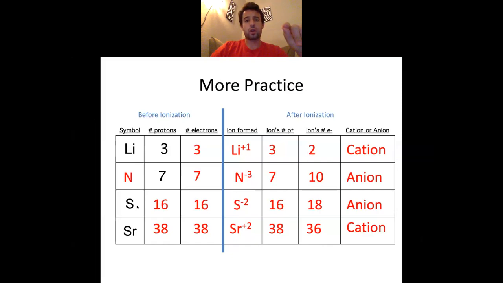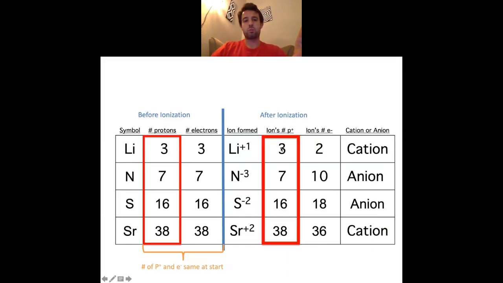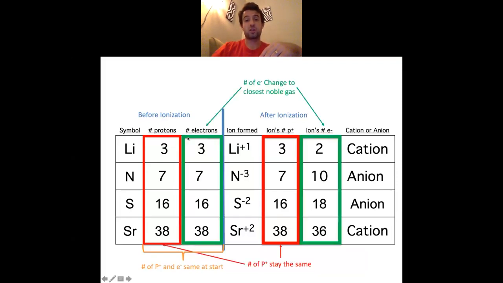Here's what I want to focus on. I want to focus on how you notice that the number of protons and electrons are the same for atoms normally. That's always going to be true. Do you notice how the number of protons stays the same while ionization happens? That makes sense, right? Ionization, protons don't change. What does change? We're looking at electrons. Electrons change, and they're going to convert to the closest noble gas.